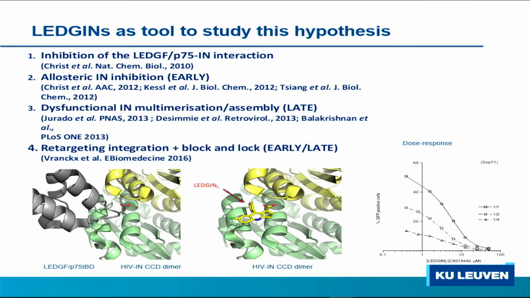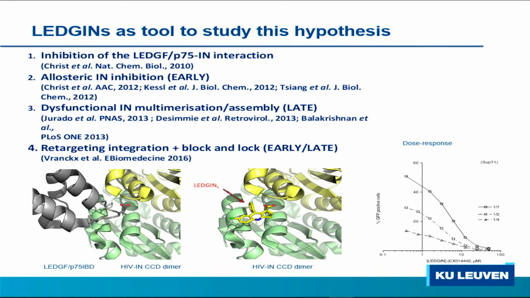Okay, I come back to the legends as a tool to study the hypothesis. Let me explain to you that we discovered these compounds as inhibitors of the integrase-LEDGF interaction. It's a bit more complicated because these compounds, just by sitting in the pocket, already interfere with the integration. We call this the allosteric effect.